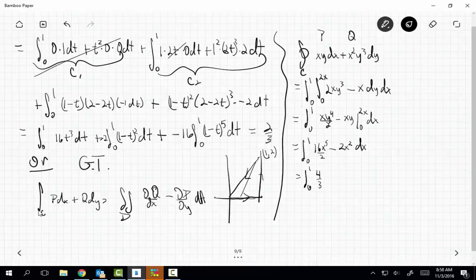Whoops, don't forget your 0 to 1 there. Sorry, guys, I'm a little rushed here. I apologize. 16/12 is 4/3. So this is 4/3 x to the 6th minus 2/3 x cubed from 0 to 1. Well, hush my mouth. That's 2/3. Oh, Ripley, I think I like Green's theorem a little bit better. You see how much faster that was.